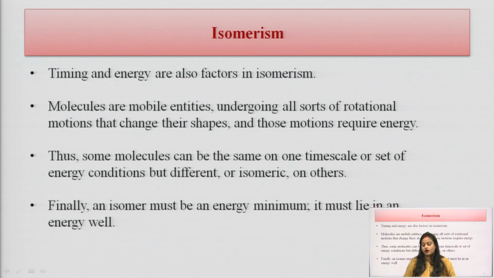Timing and energy are also factors in isomerism. इसके अलावा डिफरेंट होता है टाइमिंग और एनर्जी ऑफ द कंपाउंड। Molecules are mobile entities undergoing all sorts of rotational motions that change their shapes, and those motions require energy. So some molecules can be the same under one set of time or energy conditions but different isomers under another. So finally, an isomer must be an energy minimum. It must lie in an energy well.